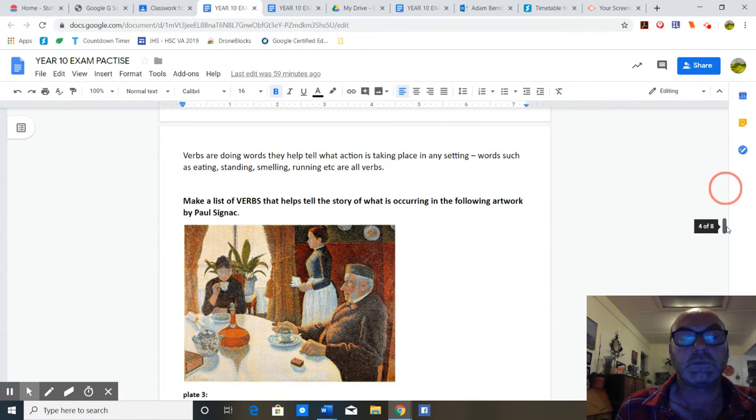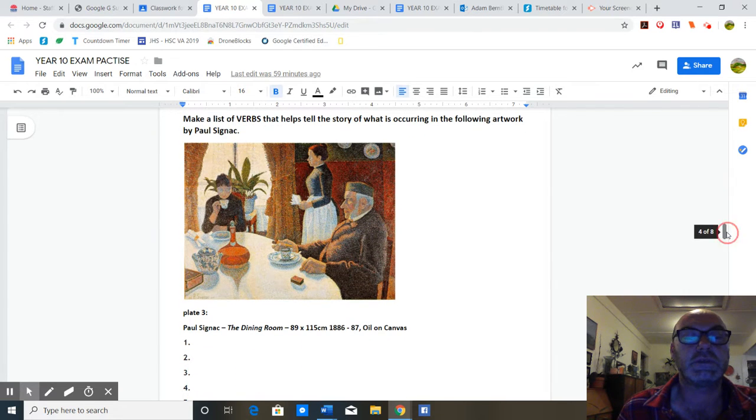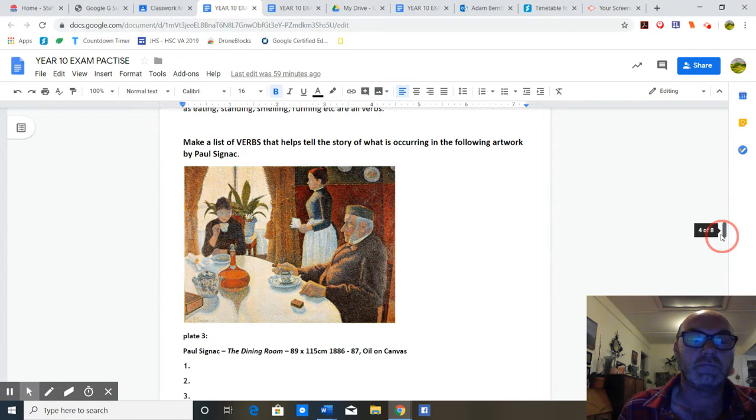The second one references this plate here by Paul Signac. It's called The Dining Room. There's a lot going on in that work. There's a lot of things happening. I'm not concerned about how the artist has painted it, what colours they're using, lines, shapes, tones, or textures. I'm not concerned about that at all. All I'm interested in is the story. Or if you like, here's a hint, the narrative.